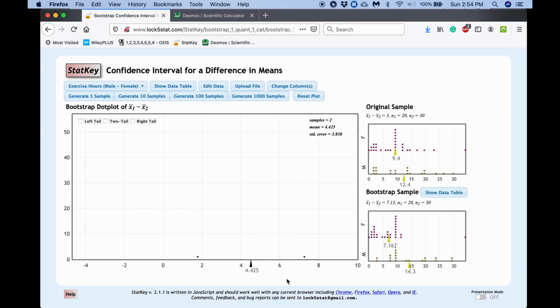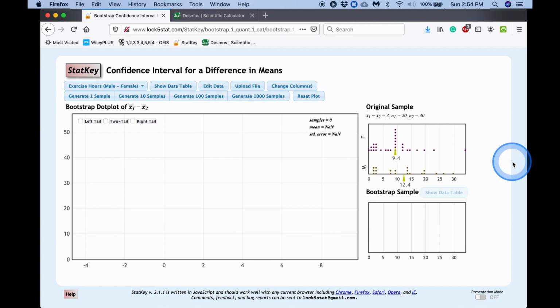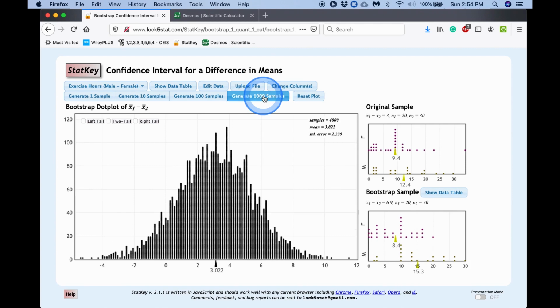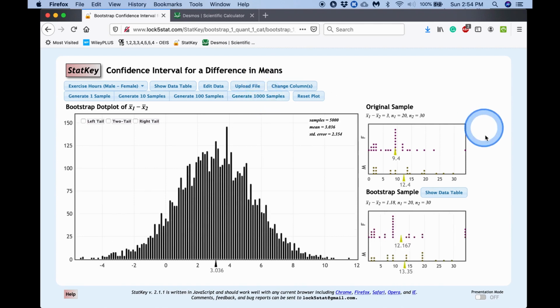Every time we generate a new sample for the men and a new sample for the women, we can compute the sample means and calculate their differences. So let's reset the plot, and let's just see what happens if we let this process continue for several thousands of iterations. So we can generate thousands and thousands of samples of differences in means.